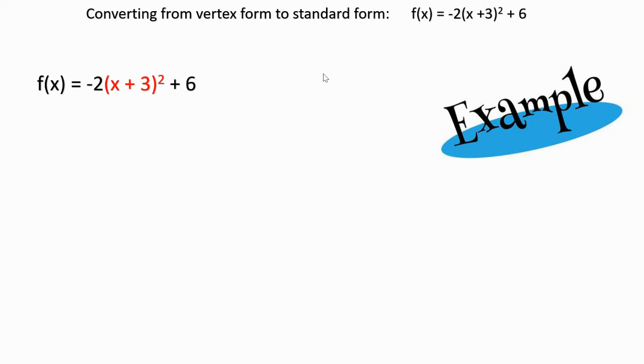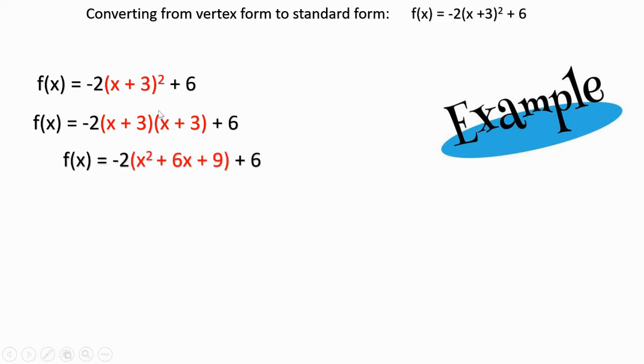Okay, now that you're back, let's check it. So you should have expanded x plus 3 and x plus 3. You should have multiplied those two together. X times x gave you x squared. You have 3x and 3x, which is 6x, and 3 times 3 is 9.